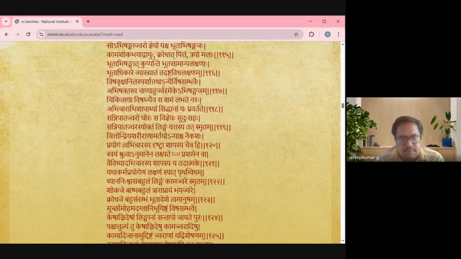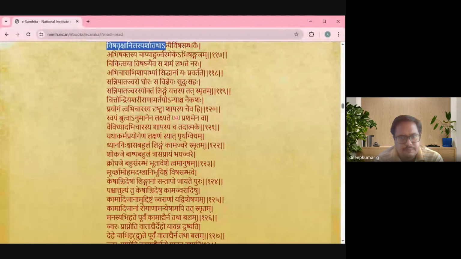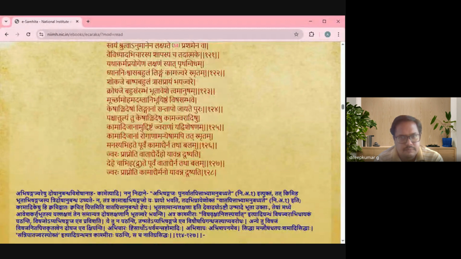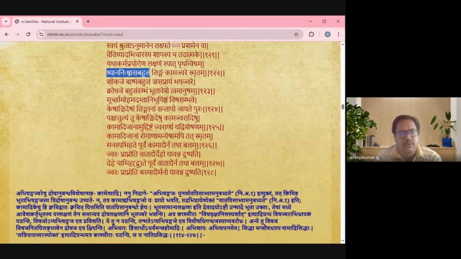Visha, Vruksha, Anila, Sparsha, etc. Because of contact with allergens, Visha, Vruksha, etc., that also comes under Abhishanga Jwara. Kamajwara is characterized by Dhyana, excessive thinking about a particular subject, and Shwasa Bahula, Nishwasa Bahula, excessive respiration. So that is the characteristic feature of Kamajwara.